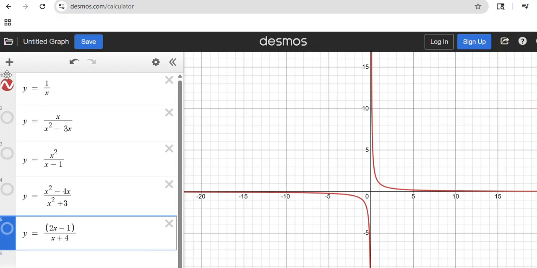Now, if we go to the next one, you'll notice that the degree on the top is 1 and the degree on the bottom is 2. And you'll notice there's some shifting. This moved to the right, still has a vertical asymptote, but that's shifted. And the horizontal asymptote is still at 0. So again, when the degree is bigger in the denominator.